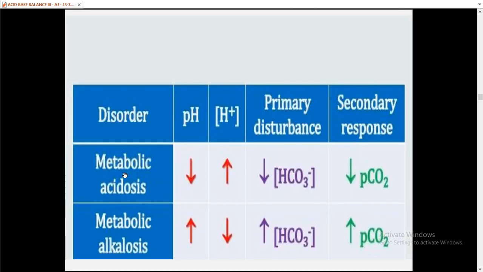So, in metabolic acidosis, the pH decreases. This means that there is hydrogen ion concentration increasing, and the primary disturbance is decrease in bicarbonate ion, and the secondary response is decrease in PCO2. While in metabolic alkalosis, there is increased pH, means that the hydrogen ion concentration is decreasing, while bicarbonate ion concentration is increasing. And the secondary response is increasing PCO2.